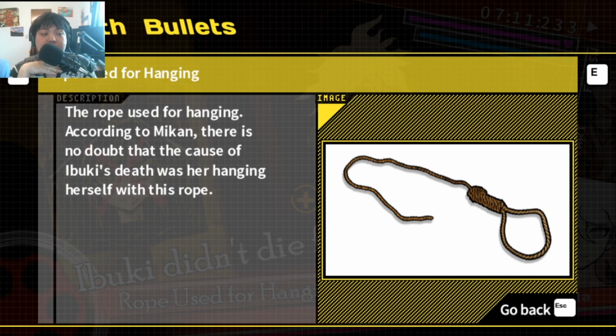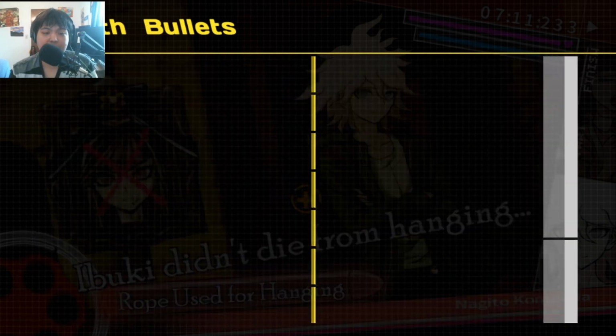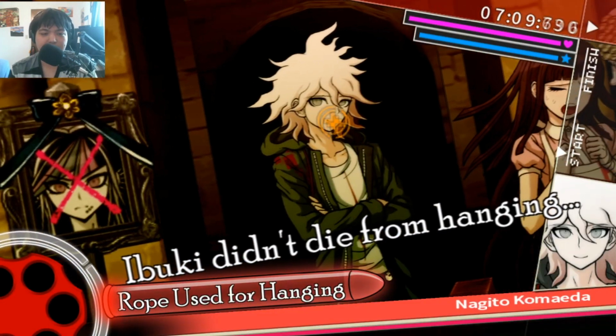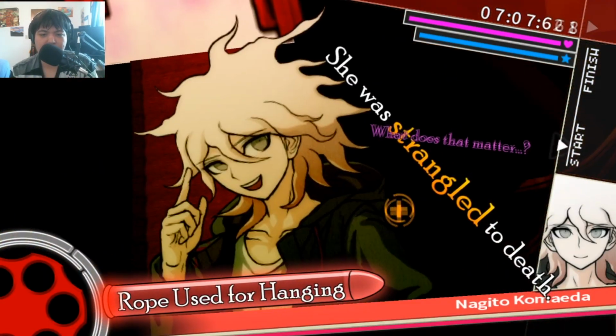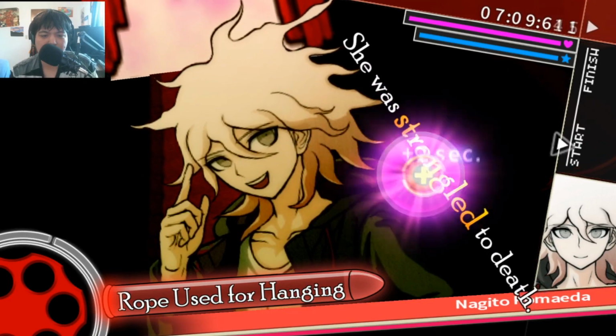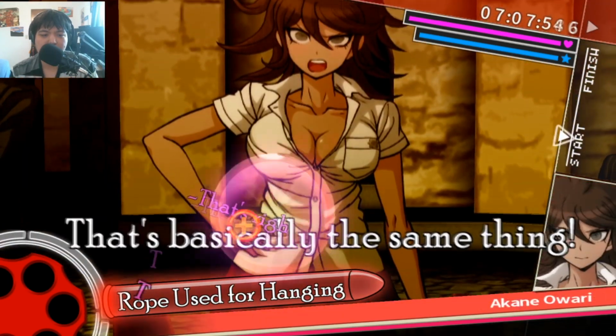Nagito said there was something frayed in the center. And Mikan said that there's no doubt that she hanged herself. That was a lie! So if that's the case, then that must be it, right? She was strangled to death. That's basically the same thing.